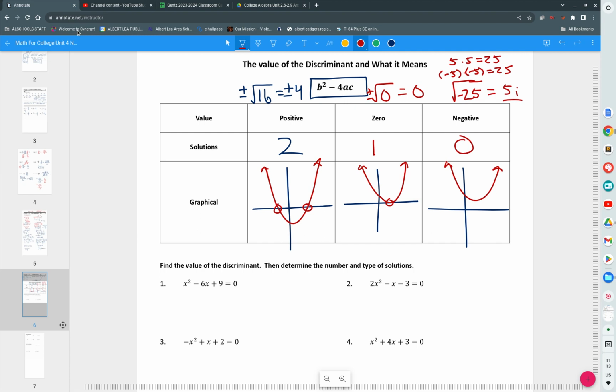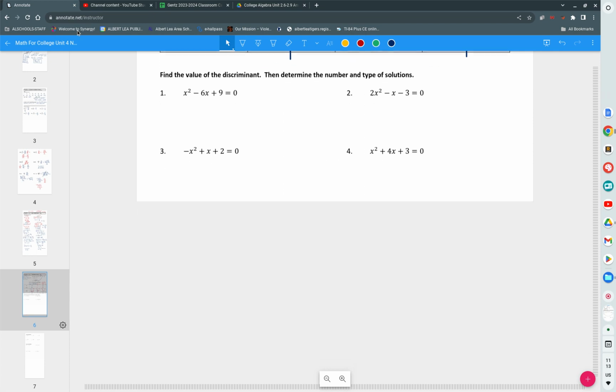Okay, so we're going to do a couple things before we do the quadratic formula. First of all, we're just going to practice looking at the discriminant. It says find the value of the discriminant, namely b squared minus 4ac. We want to compute that for each of these and identify then the number of solutions and the type of solutions it has. So as I look at this, what is a in this problem? 1. A is 1. What is b? -6, and c is 9.